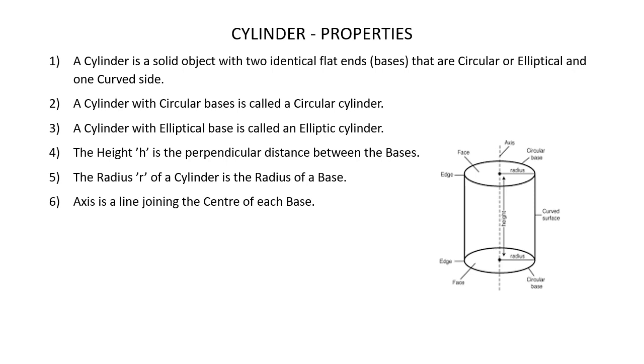Now this is the center of this base, and this is the center of this base. Now the line joining the center of each base is known as the axis. Now the perpendicular distance between the two bases would be this line joining the two centers of the bases. So this is the perpendicular distance between the bases, and this is nothing but the height of the cylinder.